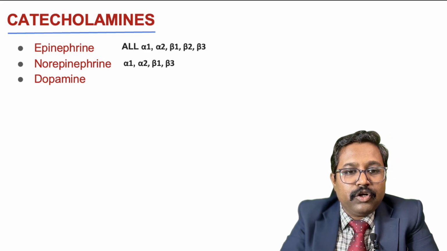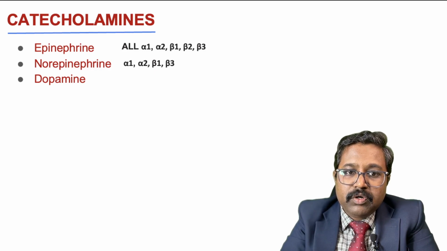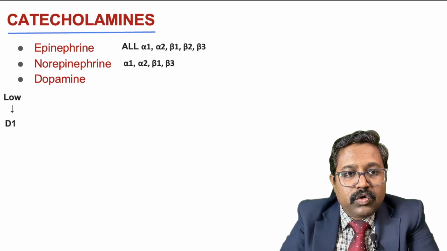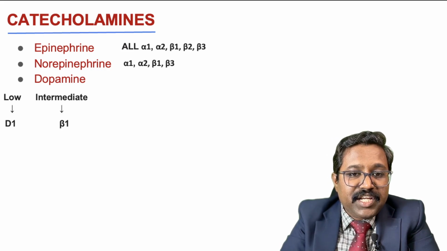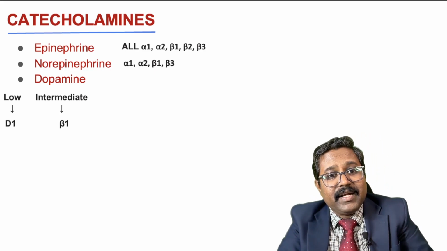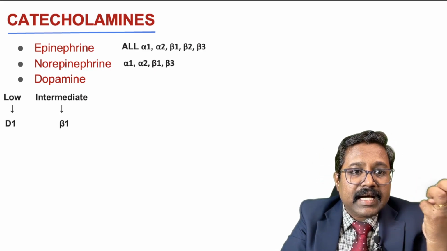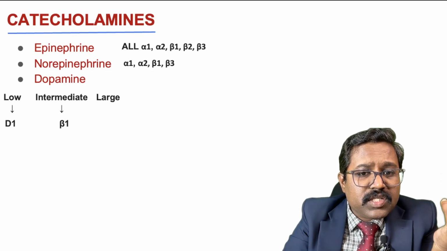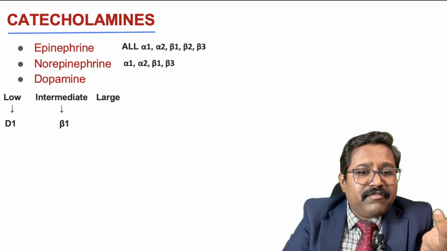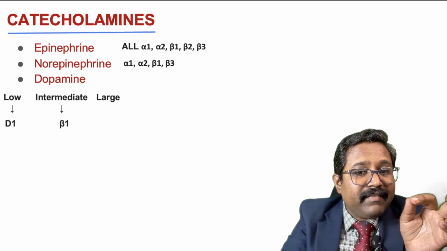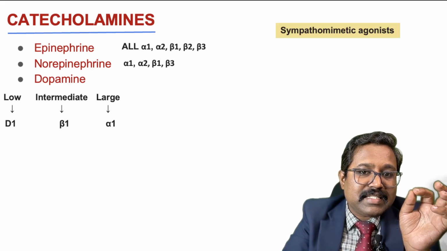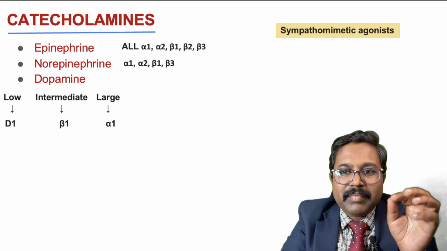And next we have dopamine, and dopamine has a dose dependent action which you need to remember. At low doses they are going to activate D1 receptors, at intermediate or moderate doses, in addition to the D1 receptor, they are going to activate the beta 1 receptors in the heart, and at larger or high doses, apart from activating the D1 and beta 1 receptors, it also activates the alpha 1 receptors. So this you need to keep in mind.